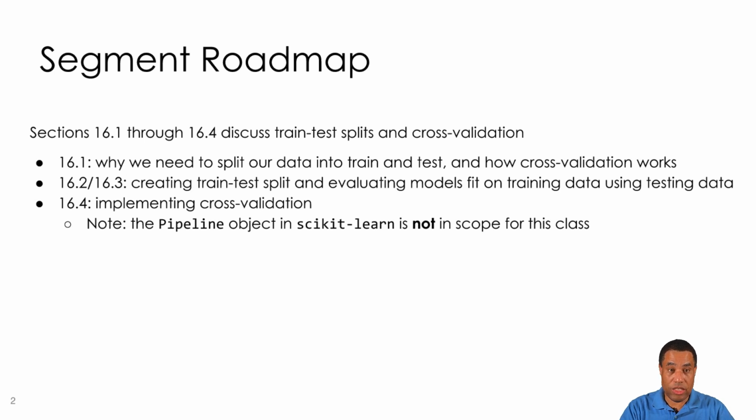In sections 16.1 through 16.4, we discuss the training and testing splitting of data and cross-validation. In 16.1, we discuss why we need to split our data into training and testing data sets and how cross-validation works. In sections 16.2 and 16.3, we create a training and testing split, and then we use that training data to fit a model, and then we evaluate that model using the testing data. In section 16.4, we implement cross-validation.